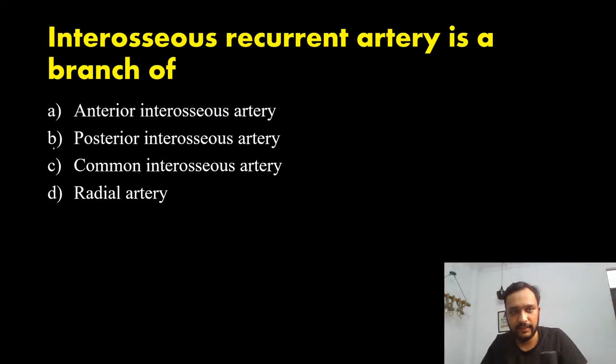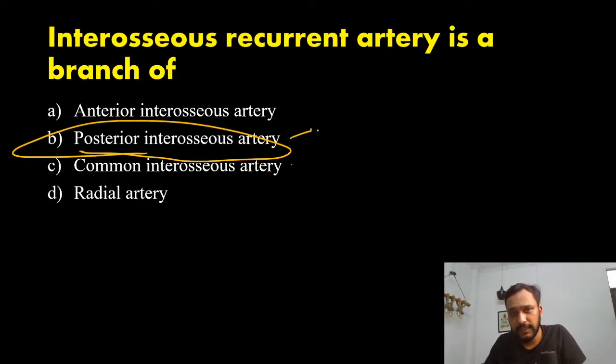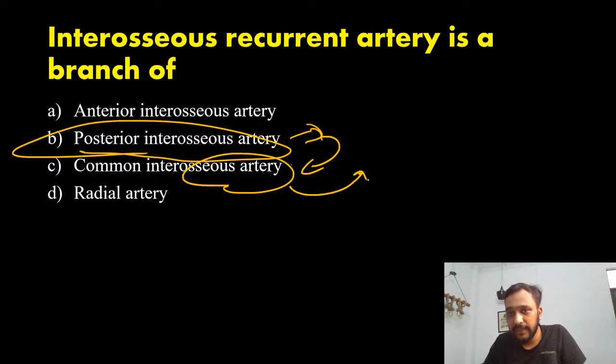Someone is saying radial artery, someone is saying posterior interosseous artery. Dilip Moria is saying common interosseous artery. So guys, the interosseous recurrent artery is a branch from the... Very good Mukul Bhuria, Sukhbir Singh, Hemal. It is not the radial artery, it is the posterior interosseous artery. So just remember, the posterior interosseous artery is a branch from the common interosseous artery.